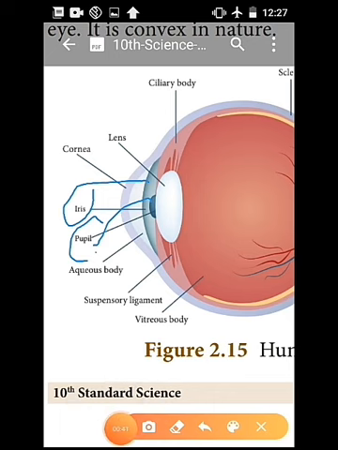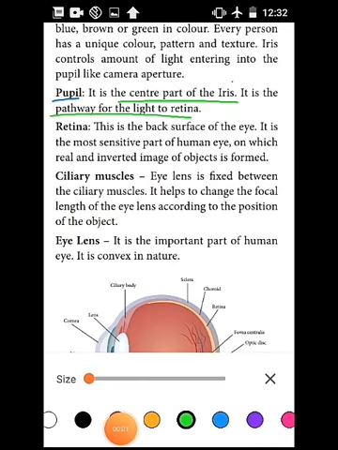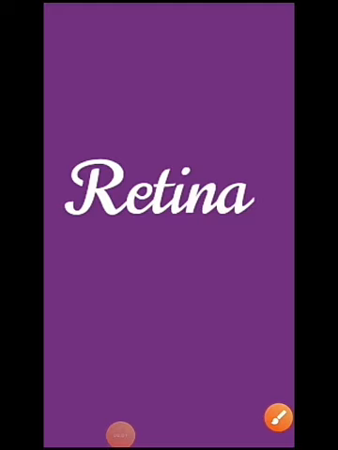It is the pathway for light to the retina. In this way only the light reaches the retina. See the paragraph on the pupil. It is the center part of the iris. It is the pathway for light to the retina. So in this way only the light reaches the retina. The next part of the eye is the retina.